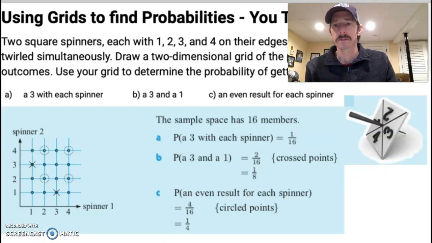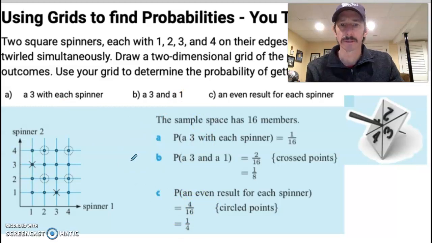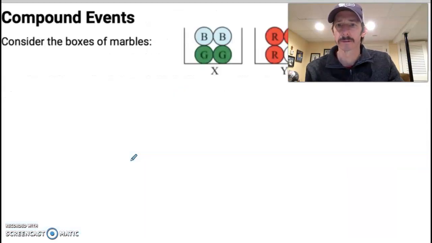All right, this is using the grid instead, and just kind of verifying those same results. So you can see all 3 methods: a tree, a table, and a grid.